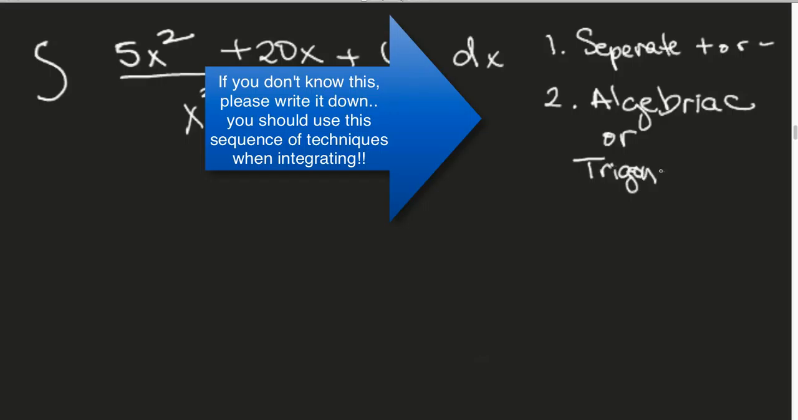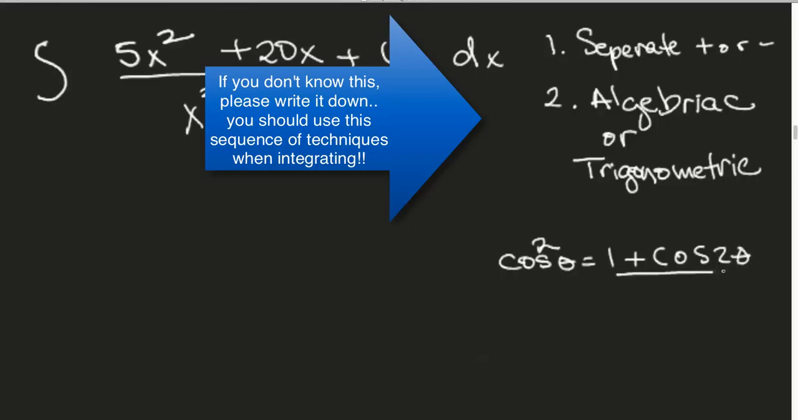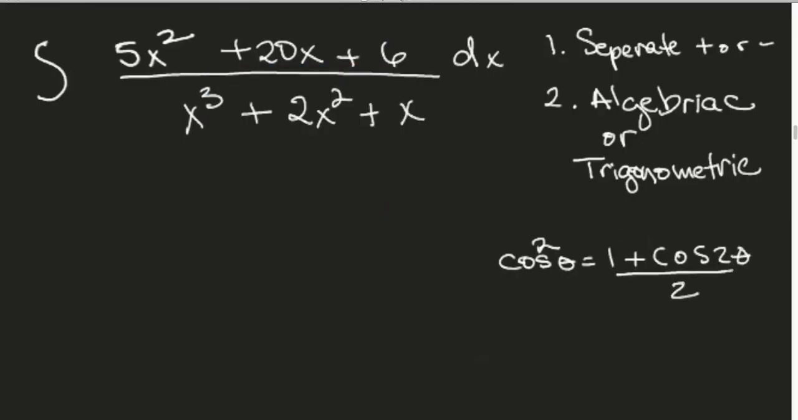Trigonometric. What do I mean by that? You can use an identity. You can turn cosine squared theta into (1 plus cosine 2 theta) over 2. You can't integrate cosine squared directly, but you can separate these two: 1/2 plus cosine 2 theta over 2. And these two you are able to integrate.